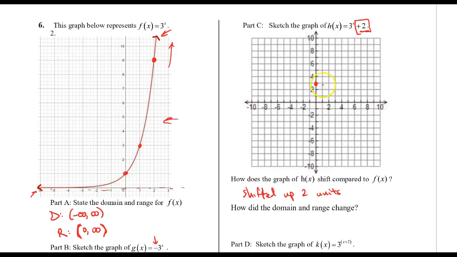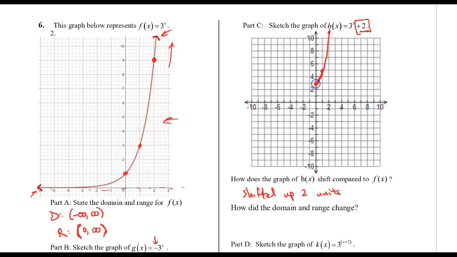1 used to be at 3, but I'm going to shift it up 2 to 5. And then 2 was supposed to be at 9, but I'm going to shift it up to 11. It puts me right off the graph. And so now I can draw this line.